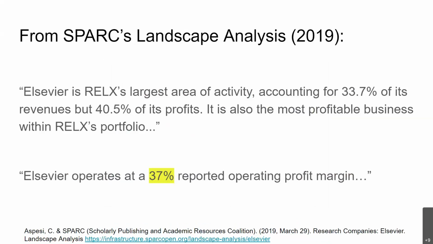SPARC is an advocacy group, the Scholarly Publishing and Academic Resources Coalition. It advocates for open access and academic libraries, that kind of thing. And they produce analysis reports on this type of thing as well. This is the report from 2019. Elsevier is definitely the most profitable business in RELX's portfolio. So when we talk about the 30% margin, that's actually for RELX overall. But if we separate out Elsevier itself, it's more in the 37% operating profit margin range. So it's just to give you an idea of how highly profitable this business is.